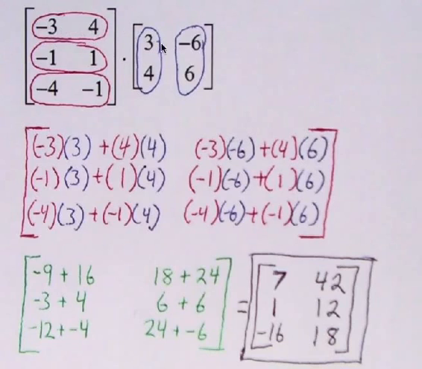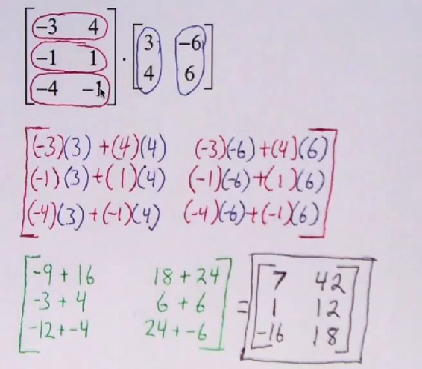So multiply this row by this column to get the top left spot of my answer. So this is a top left. So multiply -3 times 3, which ends up being -9. And 4 times 4, which is 16. Add those, and that becomes my top left value.